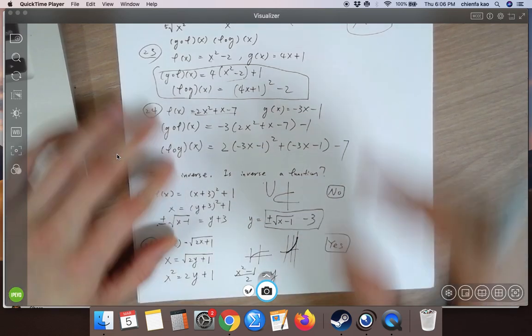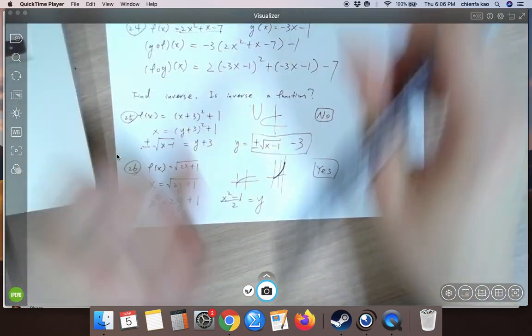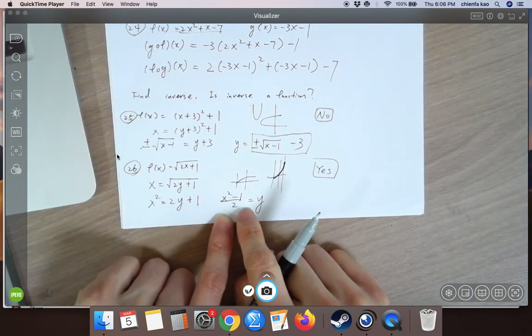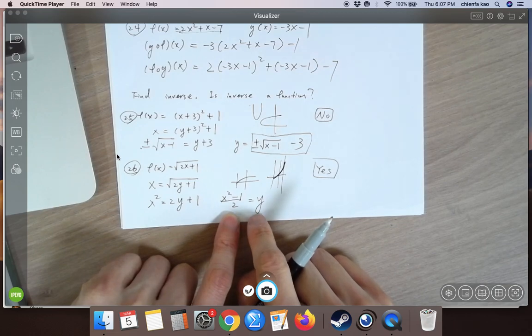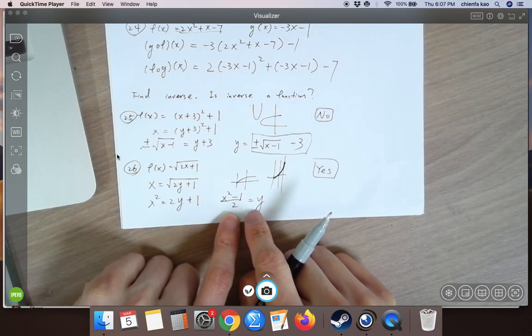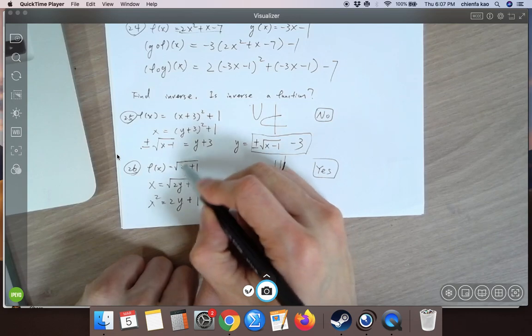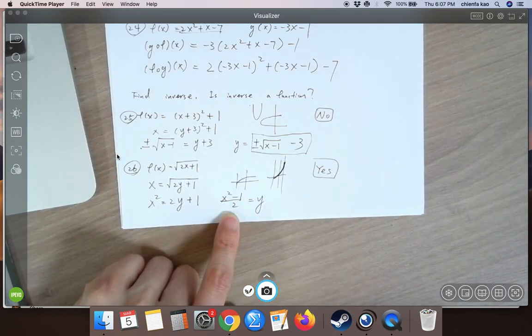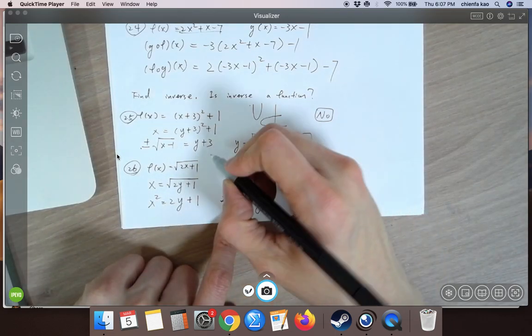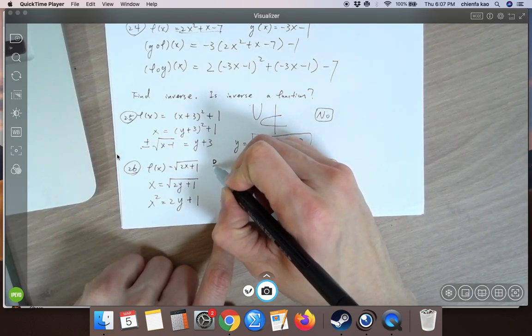Okay, this one has a slight problem because this is a parabola. So we need to define it using the domain and range. Take a look at this one. Okay, let's take a look at the domain for this and range.